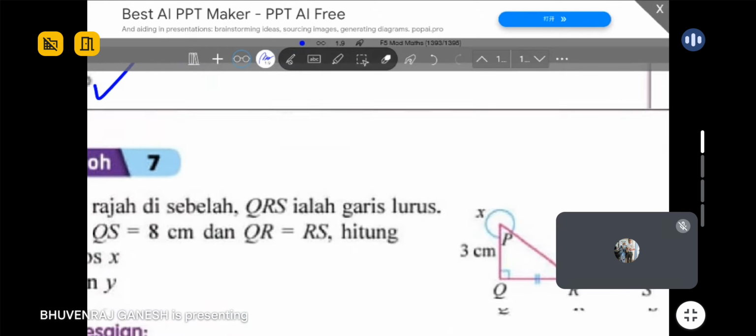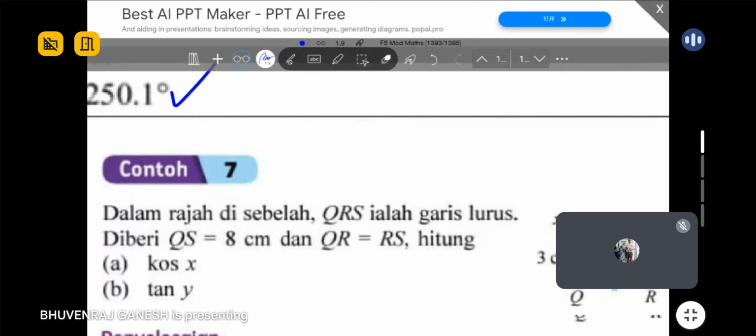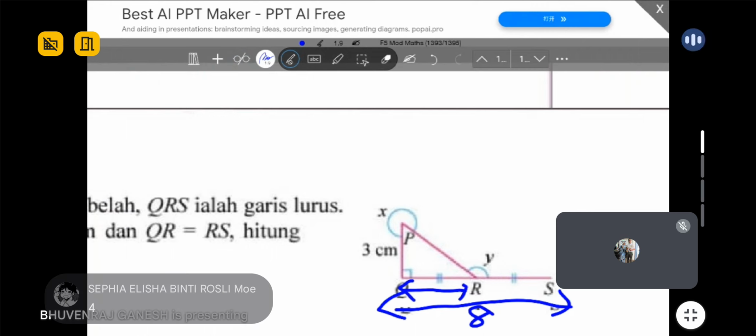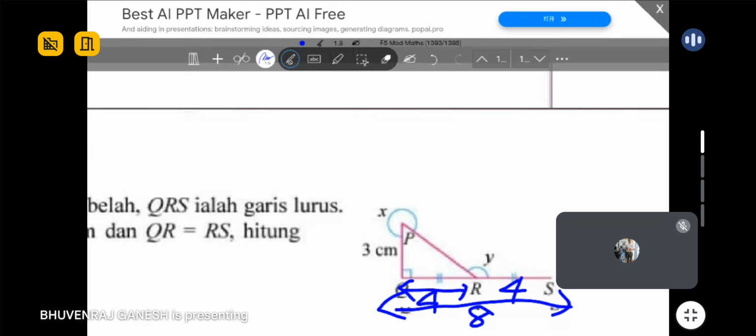So if you refer to this diagram, they ask you to find cos x. They give you all the information already. QS equal to 8. Okay, guys. So can I ask you all, if QS is 8, what is QR, guys? Apa panjang yang ni? Okay, very good. Because QR is equal to RS. So 4. Kamu bahagi.